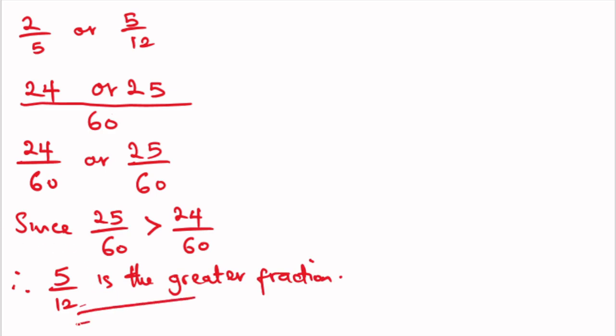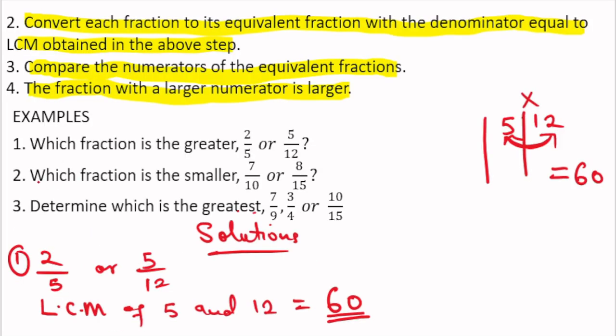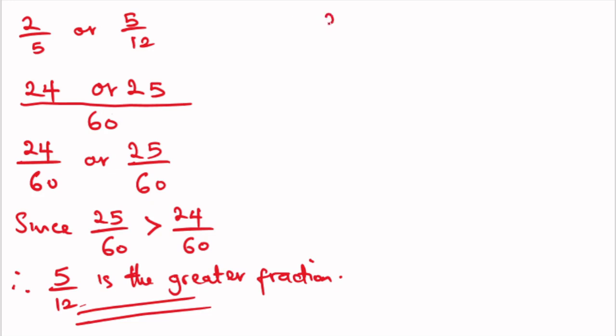So now we've been able to get the greater fraction, which is what the question asks us to do. So let's move to question number 2. Question number 2 says, which fraction is the smaller, between 7 over 10 or 8 over 15?